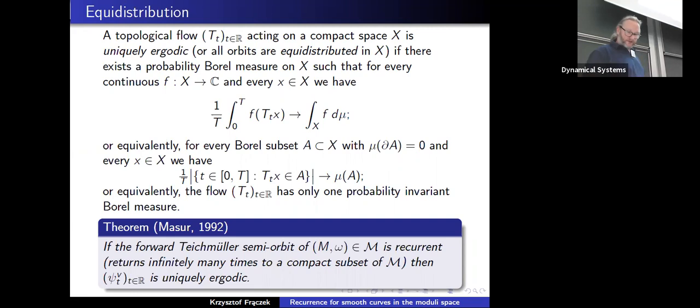And it says that if we start from a surface and the Teichmüller semi-orbit starting from this surface is recurrent, I didn't say that, but the moduli space is an orbifold which is not compact, and recurrence means that the semi-orbit returns infinitely many times to a compact subset, in this situation, we have unique ergodicity of the vertical flow on the starting surface.